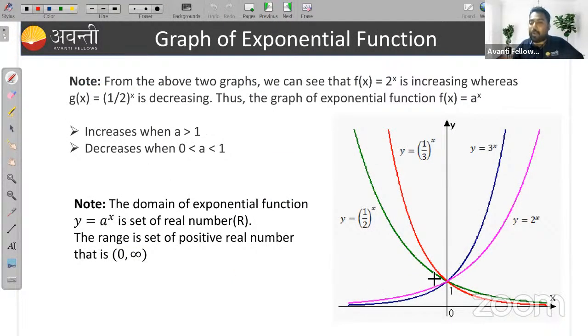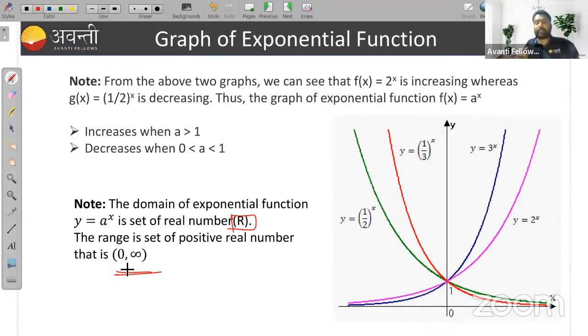You can see all the graphs of exponential functions always lie above the x-axis. That means all the values of y are positive. So tell me, what is the domain of this function? Domain is R. You can take any real number in place of x. And what is the range? Range is 0 to infinity, where 0 is excluded. It can't be 0.